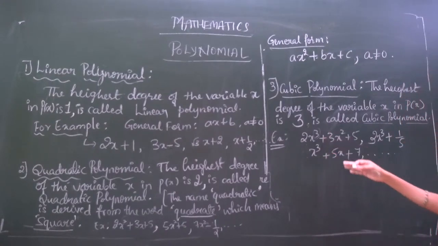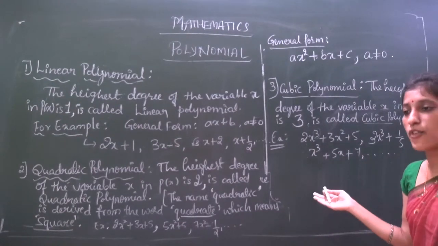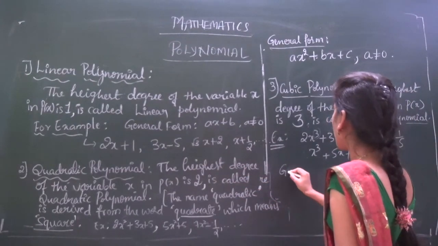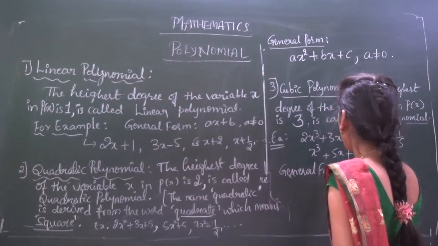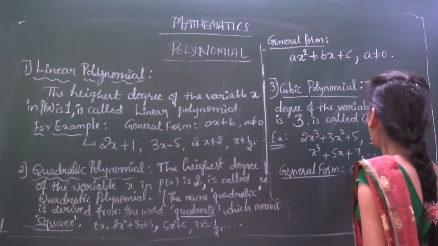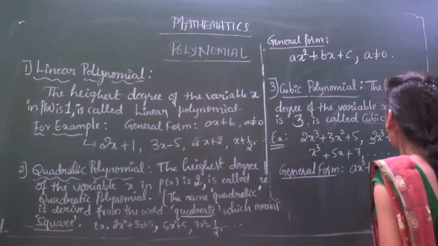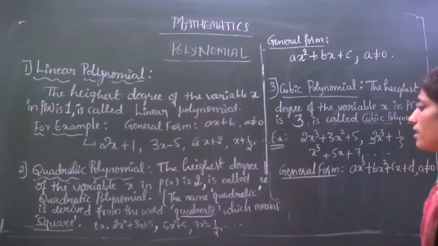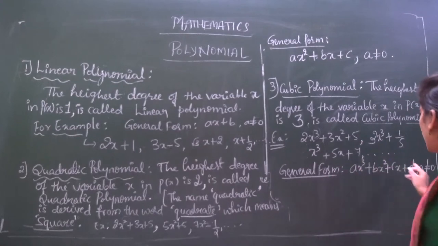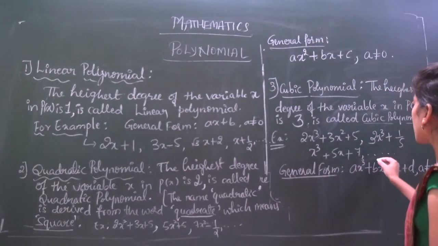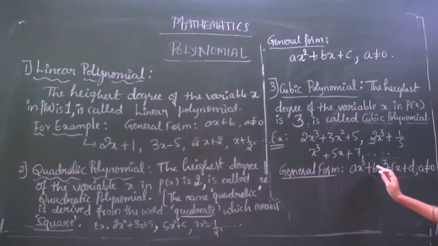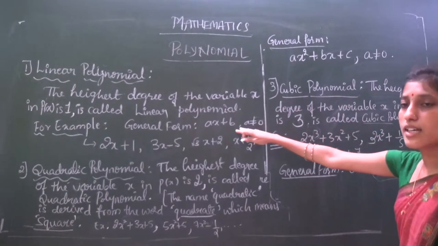So on. So by looking at this, how can we write the general form for this? It's very easy. After seeing these two equations, the general form is ax cube plus bx square plus cx plus d, where a should not be equals to 0. See, here also the same thing applies. A should not be equals to 0, because if it becomes 0, these terms will come under quadratic polynomial. And if those two are also 0, so these two skipped, only cx plus d is there, then this will become a linear polynomial.